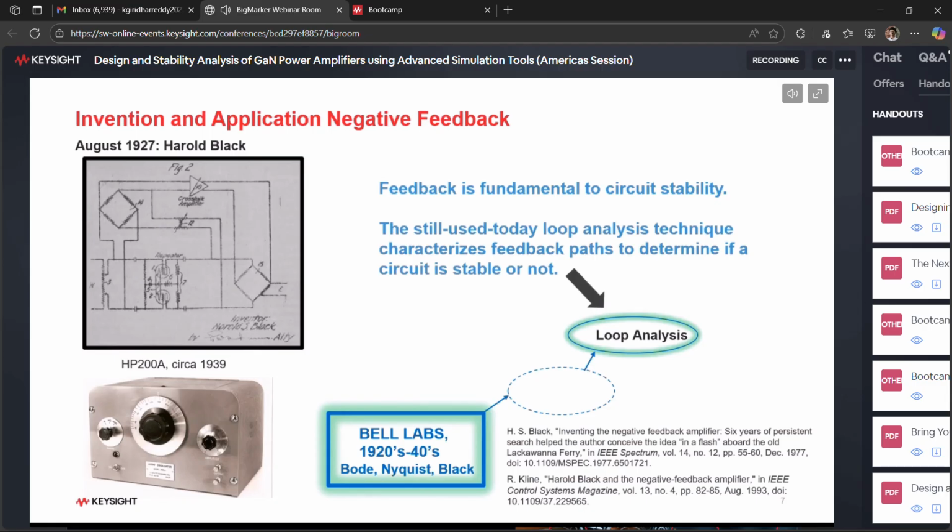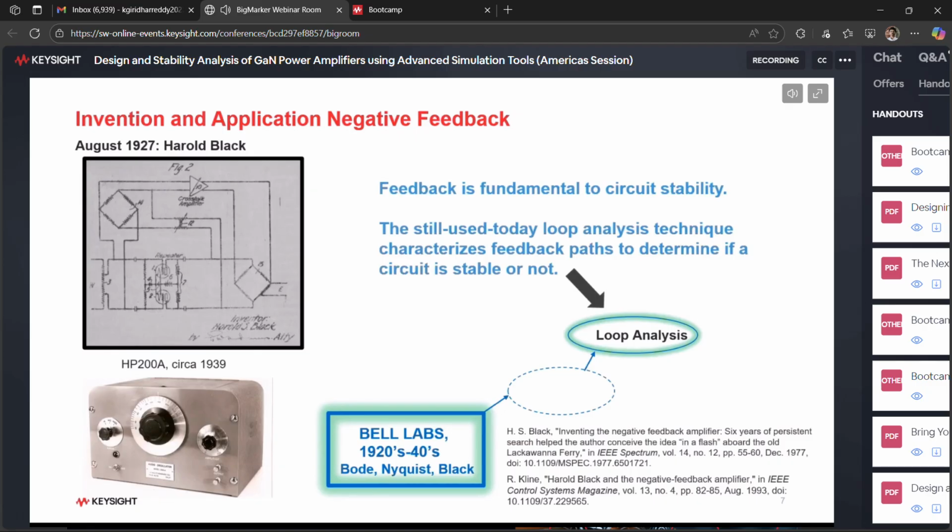And so this is one of the first HP products. This is the 200A. This came out in 1939, and it was an audio oscillator. And essentially, the application for it, it's kind of interesting. It was used in the Disney movie Fantasia. That was the first HP product that was done.